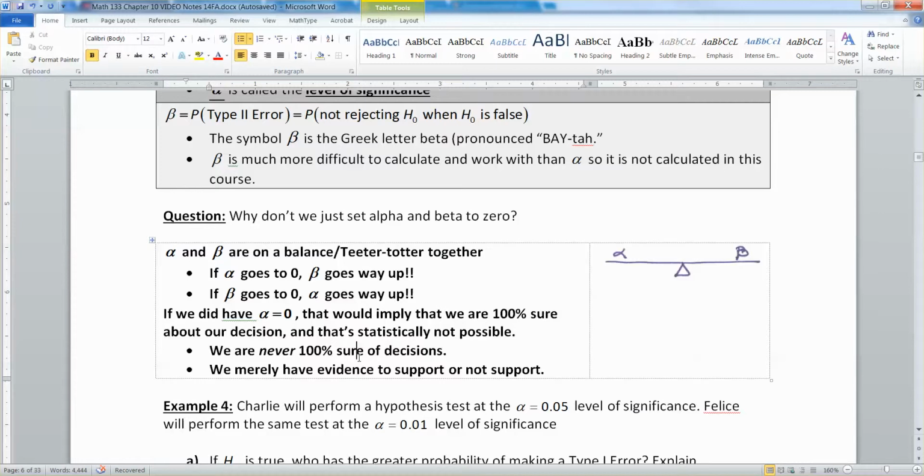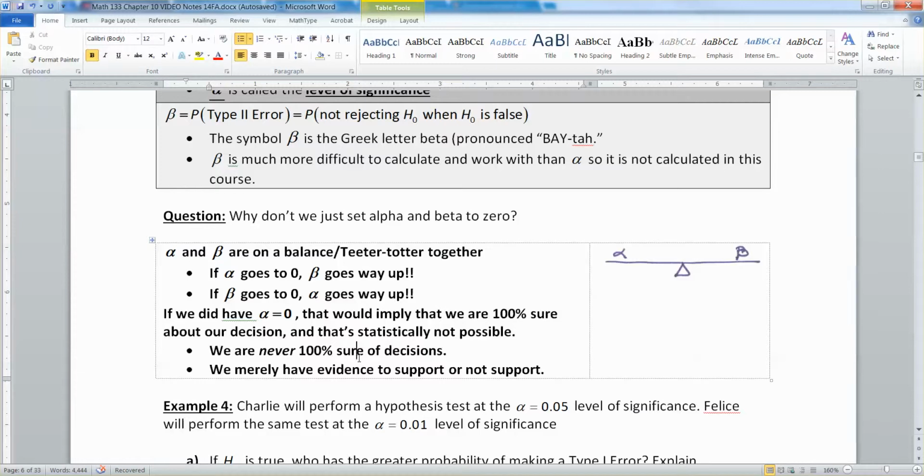I'm not even 100% sure that the sun will come up tomorrow. It is possible that a meteorite will hit the earth and we will all be destroyed tonight. I know it's kind of depressing to think about, but it's possible. I'm not 100% sure, right? I'm just 99.9999999% sure.